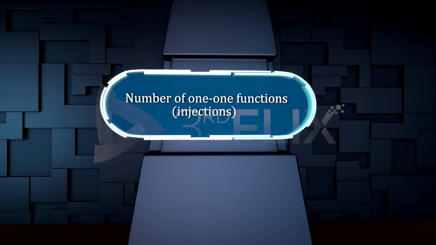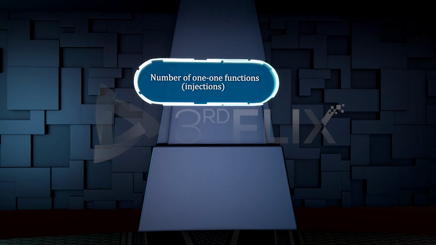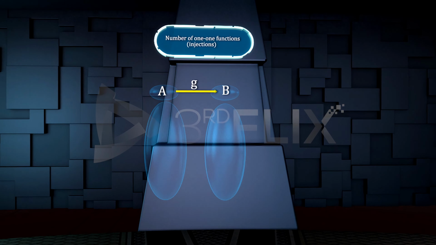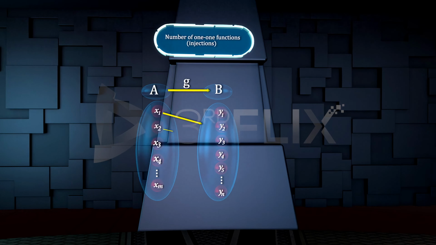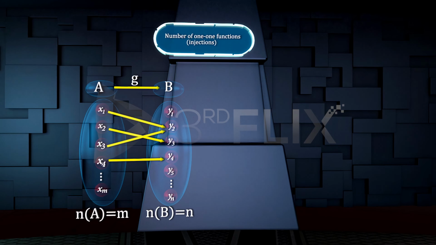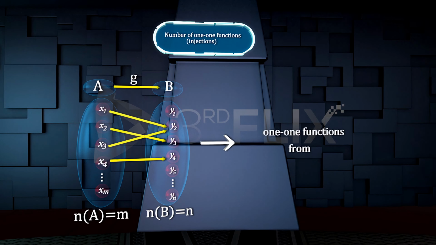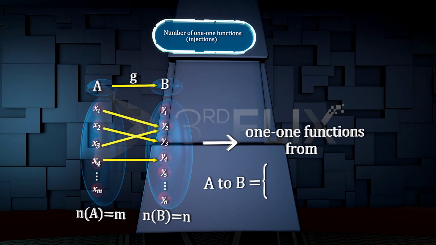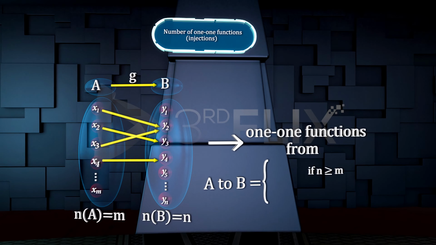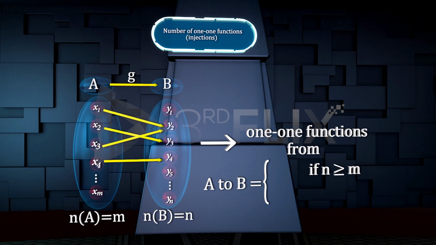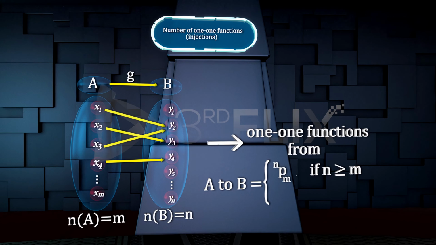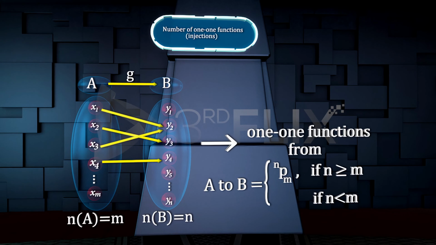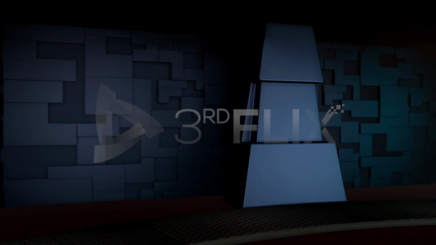Number of 1-1 functions, injections. If A and B are finite sets having m and n elements respectively, then the number of 1-1 functions from A to B equals nPm for n greater than or equal to m, and is defined as 0 for n less than m.